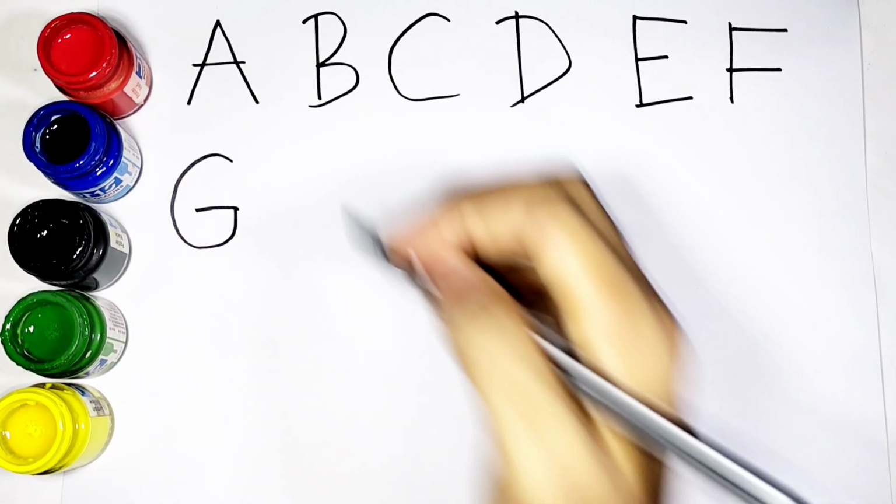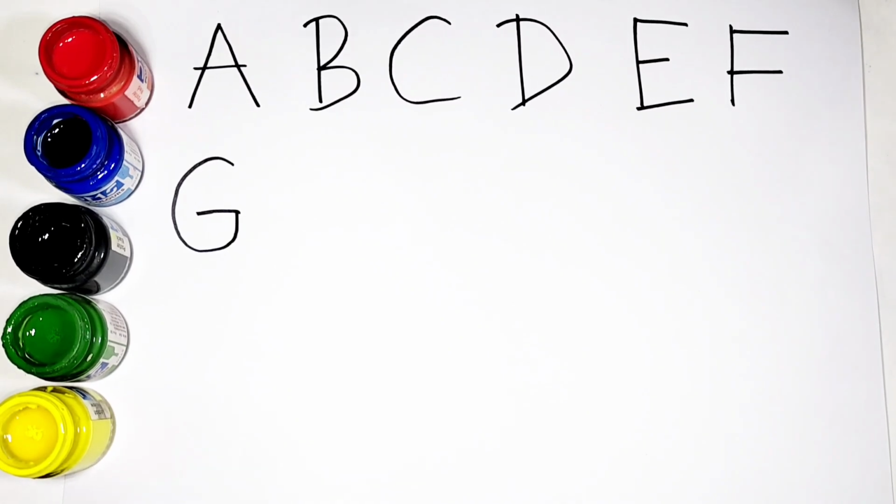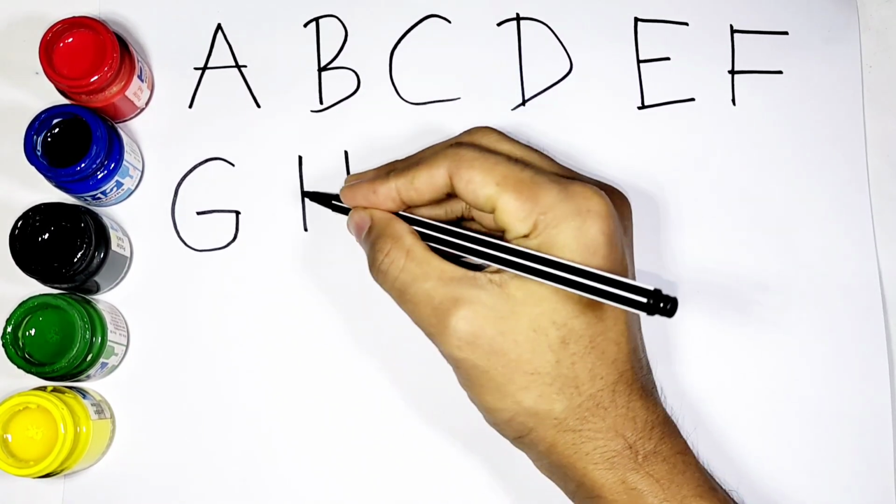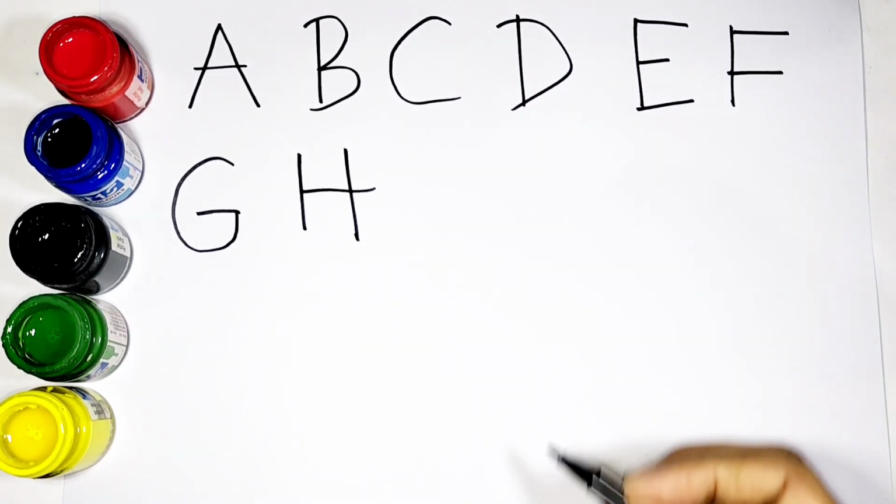And the next one is H. H for hand. So kids, now we draw H. The alphabet of H. H for hand.